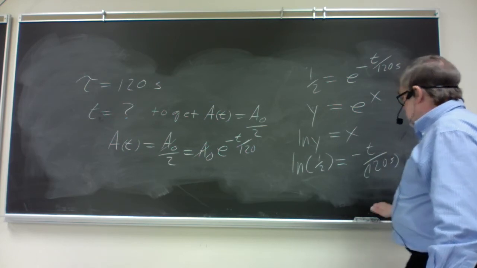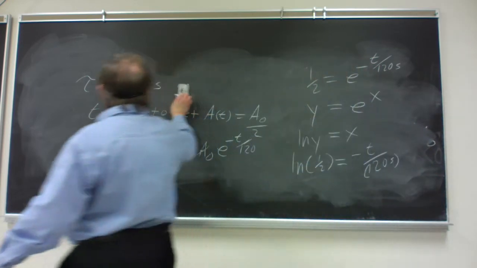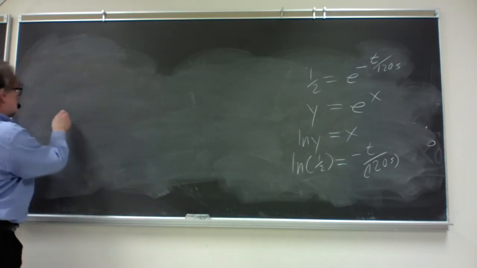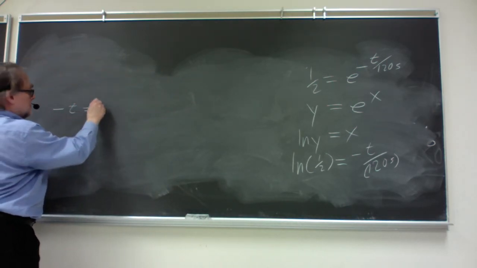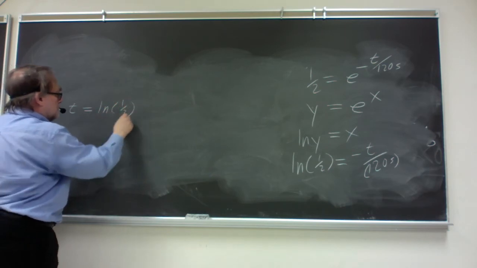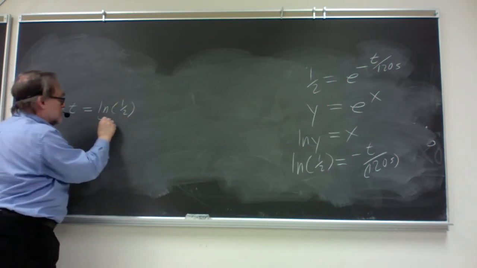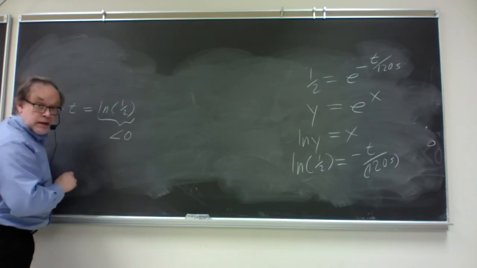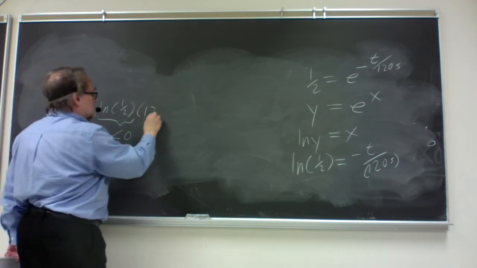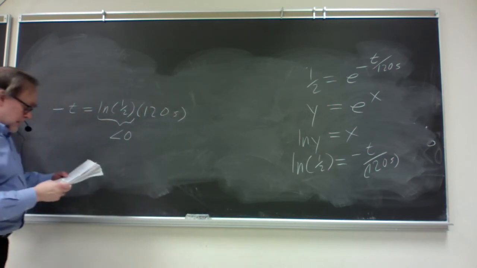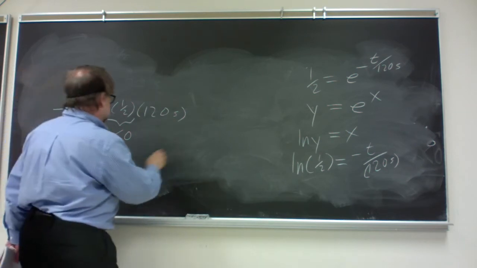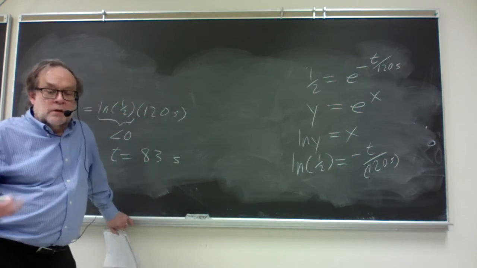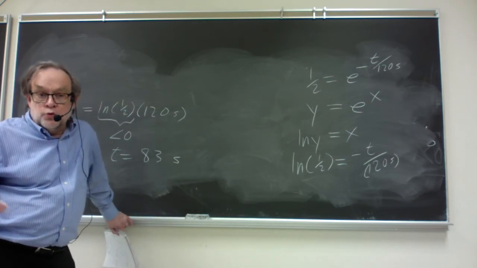120 seconds. So, in this case, minus t is log of 1/2 times 120 seconds. The minus sign here makes sense because the log of any number less than 1 is negative. And that comes out to about 83 seconds, roughly 1 minute and 20 seconds.